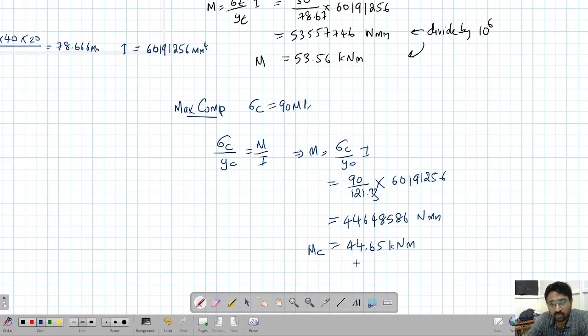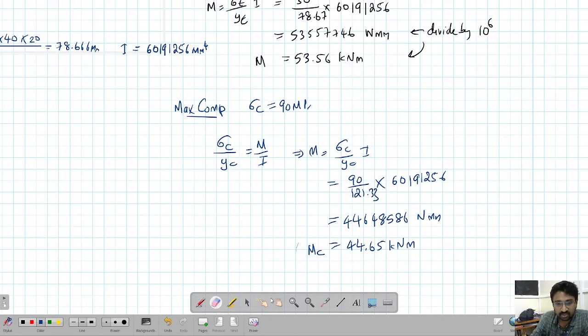If the moment is 44.65, the maximum compressive stress is reached. If the moment is 53.56, the maximum tensile stress is reached. So when the moment is 44.65, the beam will break because the maximum compressive capacity has been reached. It will not reach the other moment; before that it will fail at 44.65. So this is the maximum moment the section can take. Note this, because this is the lower value.